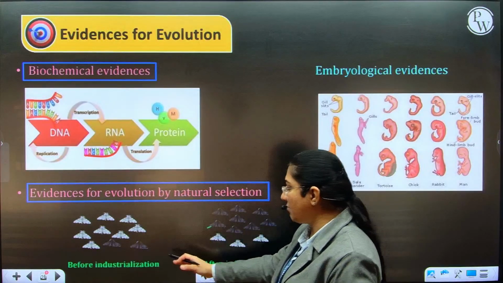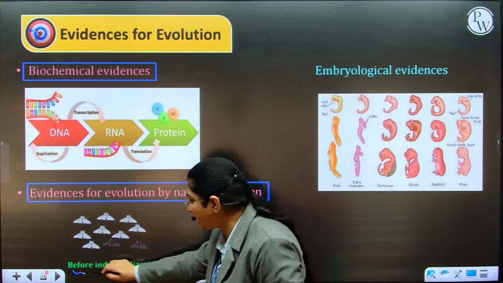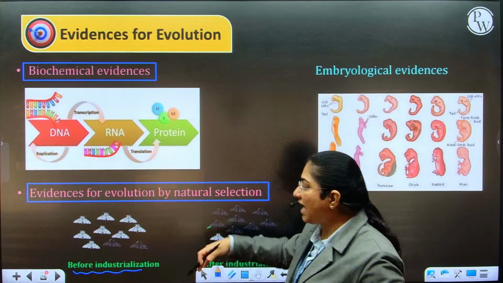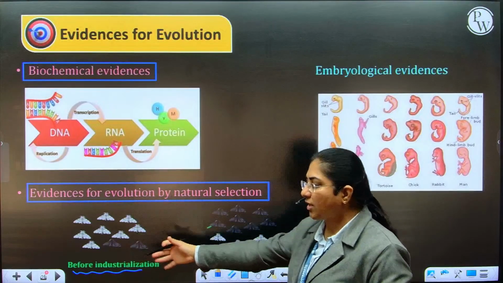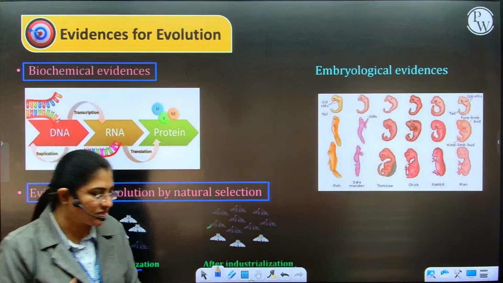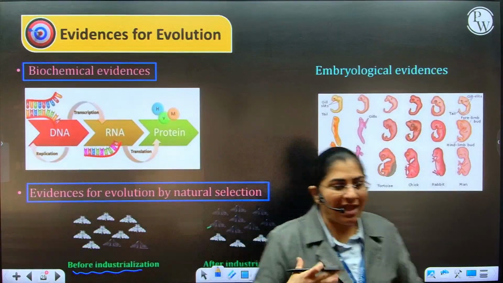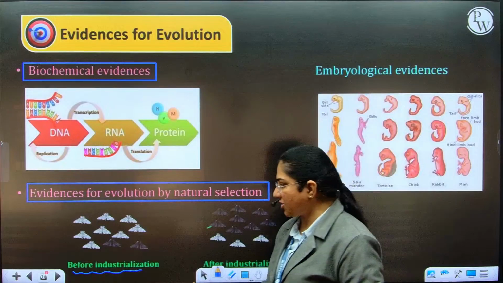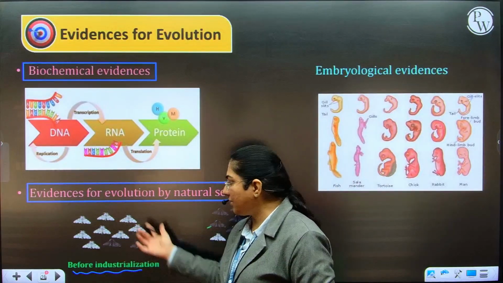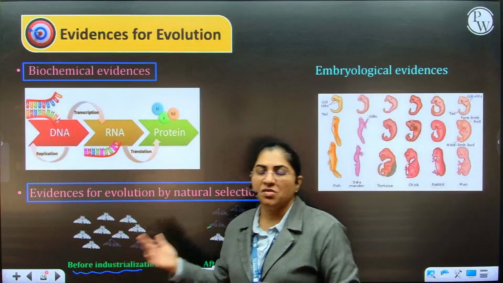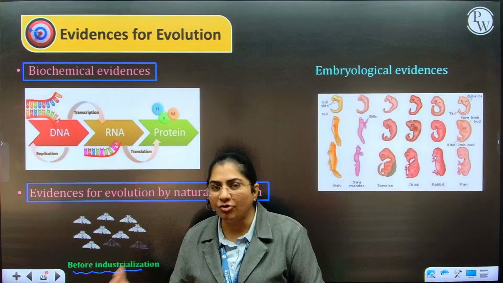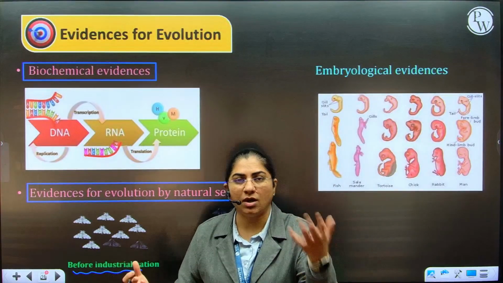The beautiful example is of industrial melanism, which was before industrialization and after industrialization, where we have moths. If you're talking about London, this was given in the NCERT, the same example we'll use so that it becomes easier for you to understand. Now in London, before industrialization, there were two colors of moths, which were the dark-winged moth and the light-winged moth. Now these moths would prevail nicely. However, because there were no industries, there was no pollution.